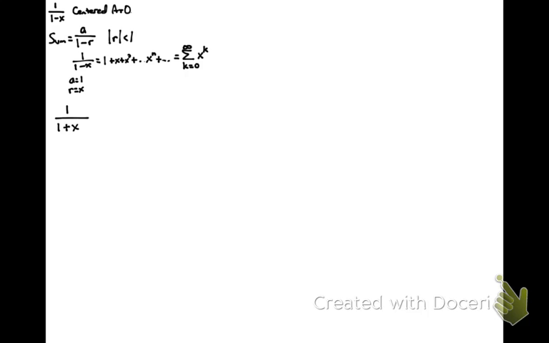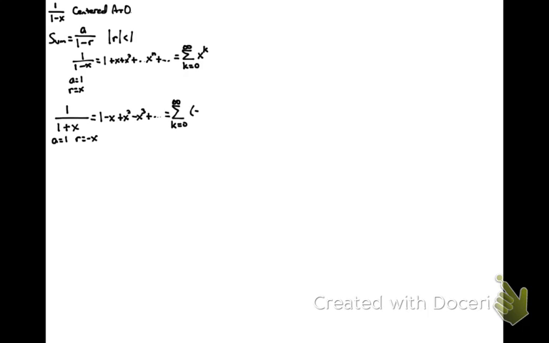Now 1 over 1 plus x: the first term is 1, the common ratio is negative x, which means that this would fit the form of 1 minus x plus x squared minus x cubed, so on and so forth. This means that it's an alternating series, and the first term of the series is positive. So we'll keep that in mind when we set our limits of the series from 0 to infinity.